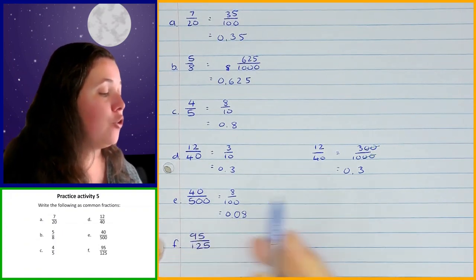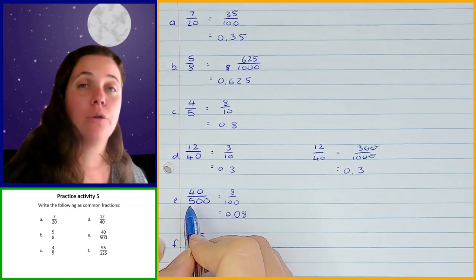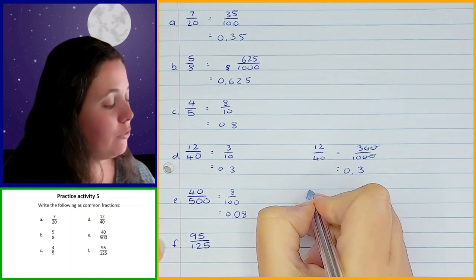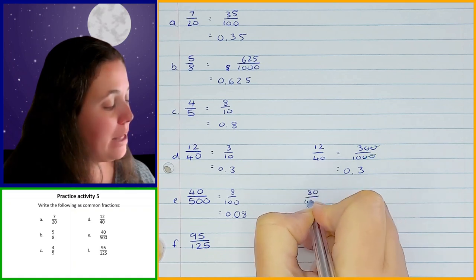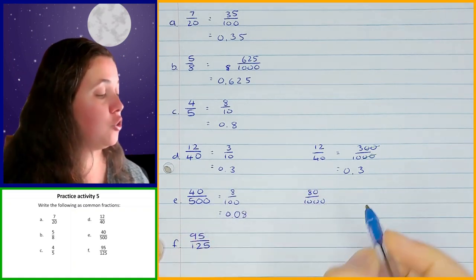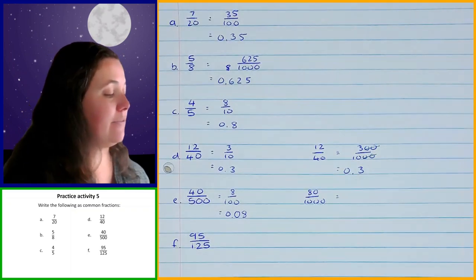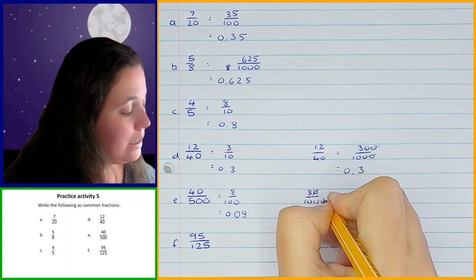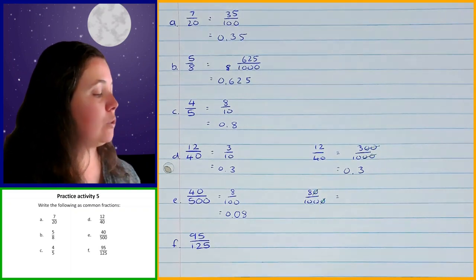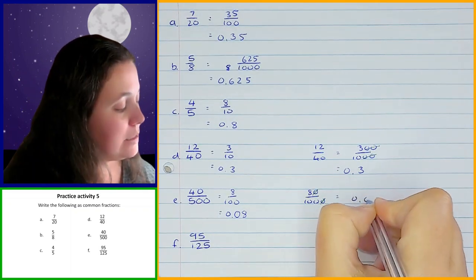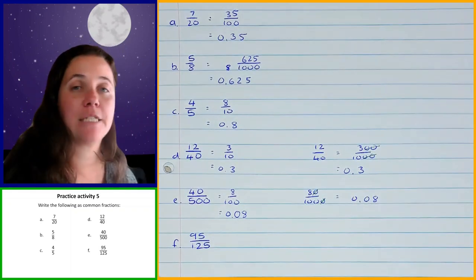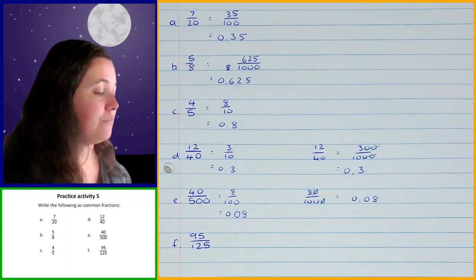This one, again, you could have done by converting this to thousandths instead. So that would have been 80 over 1,000 by multiplying both by 2. And then that, again, I could simplify by dividing both of them by 10, leaving me with 8 over 100, which will still give me 0,08. Okay, so that's another way of doing it as well.